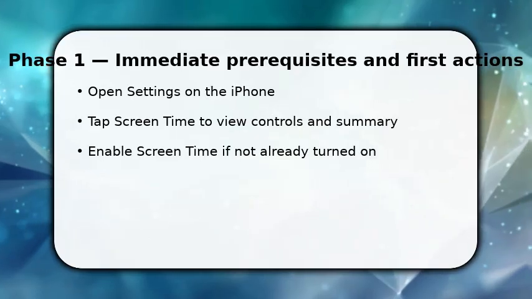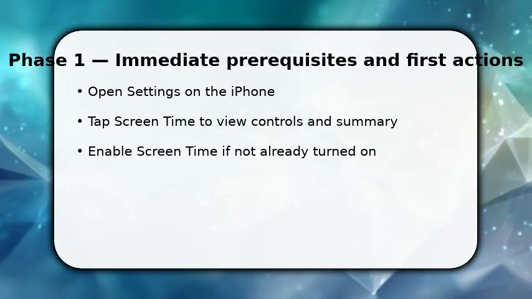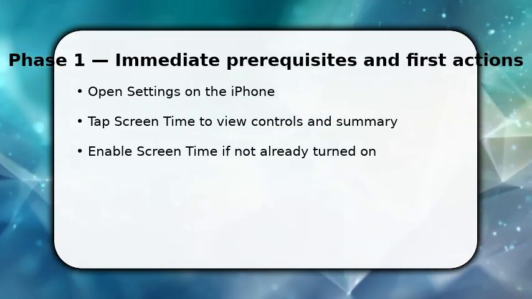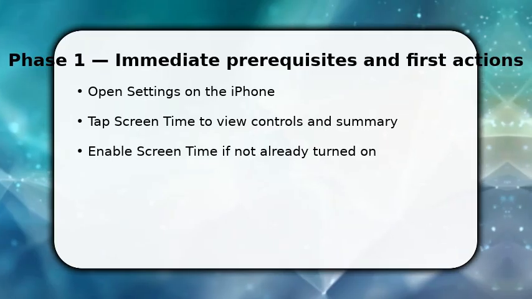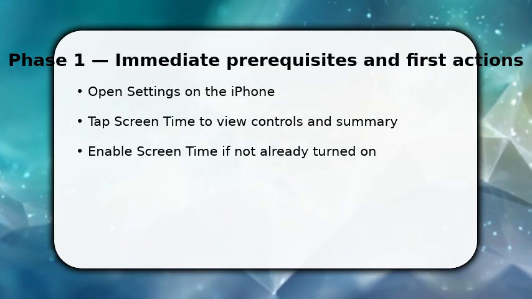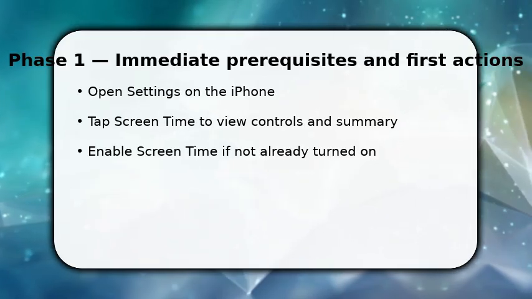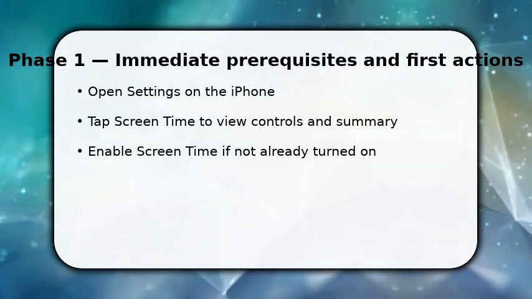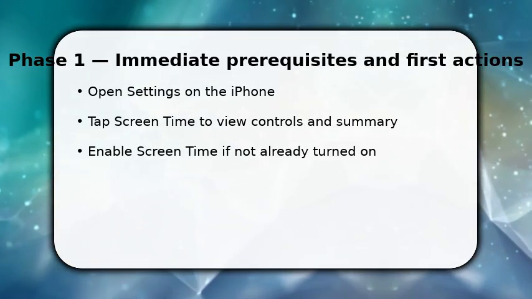You start by opening Settings and tapping Screen Time. This is where Limits and Reports live. Once done, turn on Screen Time if it's off. That activates data collection and parental controls. Make sure to set it for yourself or for a child's device using family sharing. That distinction changes which options appear.